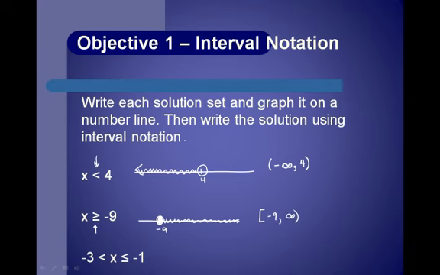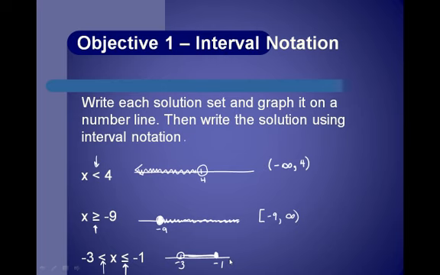The third example, negative 3 is less than x is less than or equal to negative 1, basically means that x is greater than negative 3, but less than or equal to negative 1, which means x is between negative 3 and negative 1. So for our graph, we locate negative 3 and negative 1 on the graph. Because it's greater than negative 3, we're going to do an open circle on negative 3. It's less than or equal to negative 1, so we're going to put the closed circle on negative 1, and then we're going to shade everywhere between.